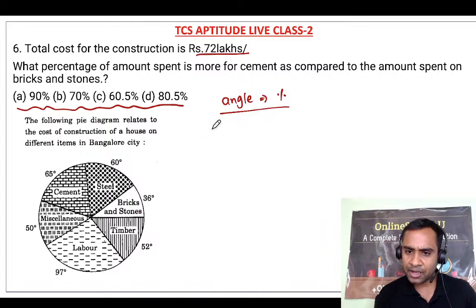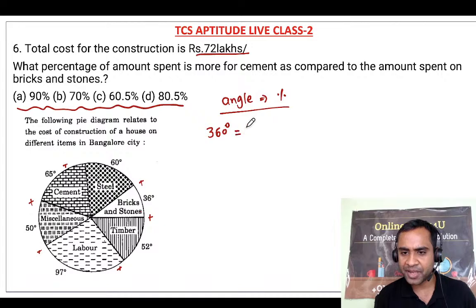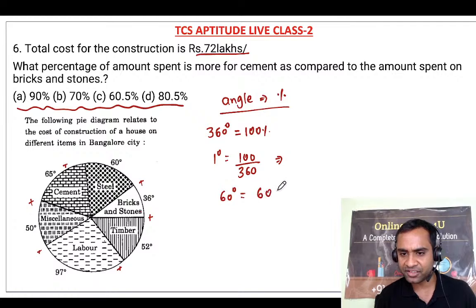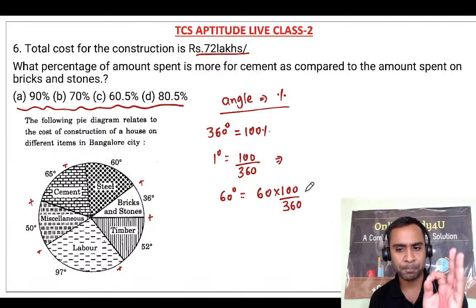Now, 360 degree is the total of all the angles added. So 360 degree will be equal to 100 percentage, so 1 degree will be equal to 100 by 360. If you want to convert degree into percentage, what will you have to do? 1 degree is 100 by 360, so 60 degree will be equal to 60 into 100 divided by 360. This way you will be able to convert into percentage.